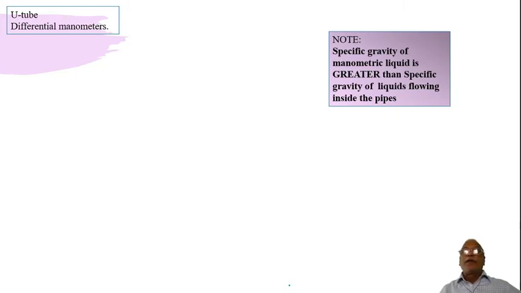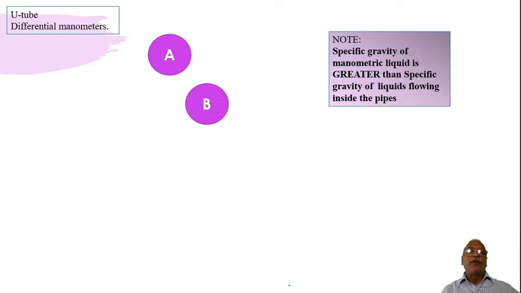Okay, next. The specific gravity of manometric liquid is greater than the specific gravity of liquids flowing inside the pipes. So in U-tube differential manometers, this is a point that has to be remembered. Okay, now what is actually the meaning of manometric liquid? We'll see now with full view of the sketch.